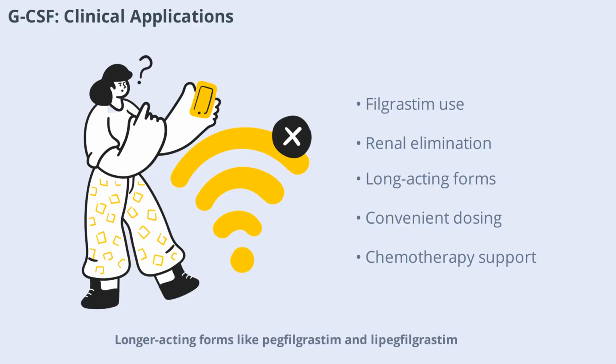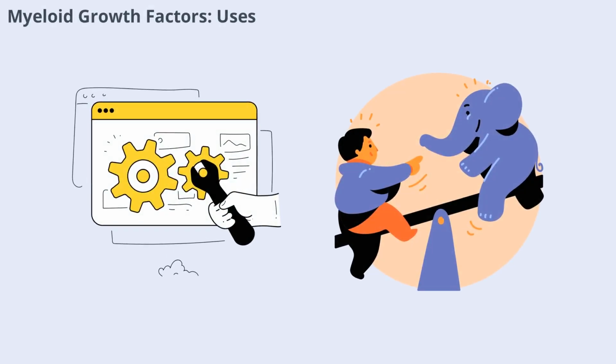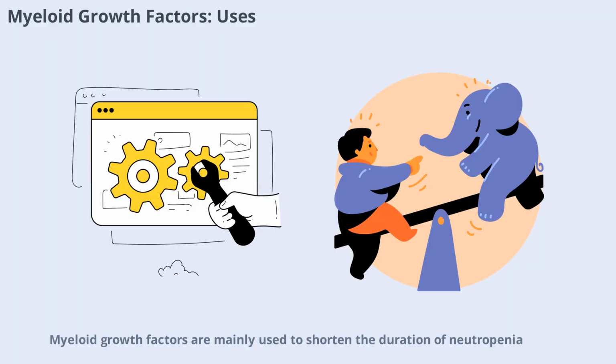Longer-acting forms like pegfilgrastim and lipefilgrastim allow for less frequent dosing, making them convenient for patients undergoing chemotherapy or stem cell mobilization. Myeloid growth factors are mainly used to shorten the duration of neutropenia and reduce infection risk in patients undergoing bone marrow or stem cell transplantation, or receiving intensive chemotherapy. They are also used to treat congenital or cyclic neutropenia, myelodysplasia, aplastic anemia, and AIDS-associated neutropenia. Their most important role in transplantation is mobilizing peripheral blood stem cells.